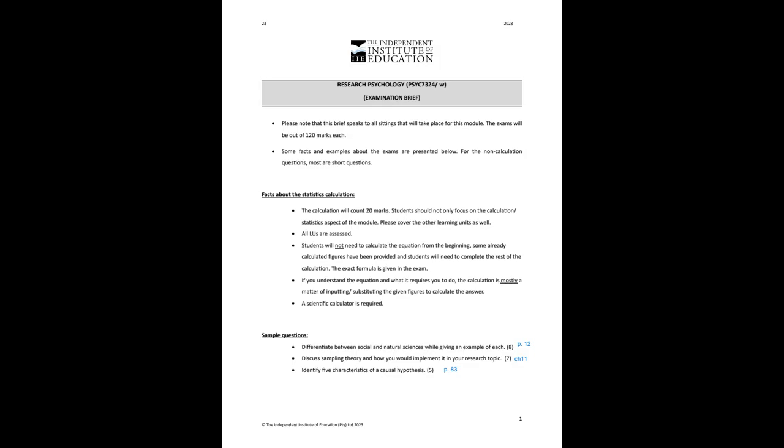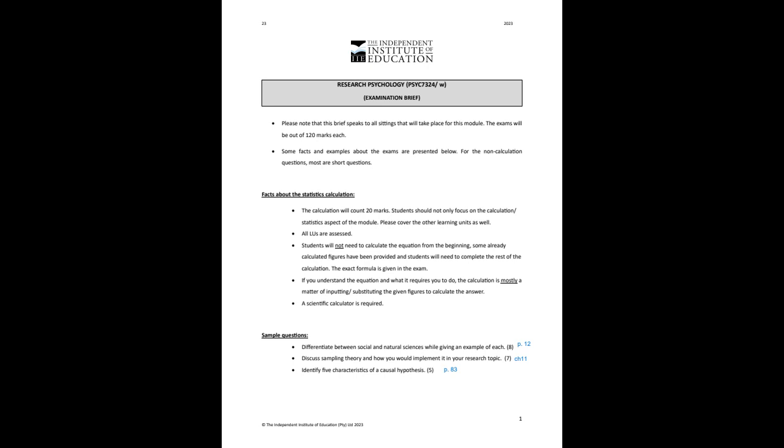So learn what the symbols mean in the equations so that you would be able to substitute the values that you are given into it. Okay. And obviously, you can get away with having a normal calculator, but a scientific calculator would be better. Don't forget to take it with you.